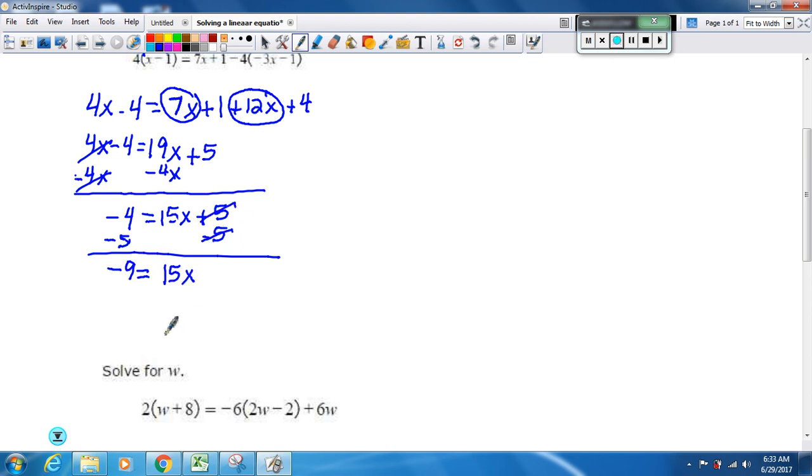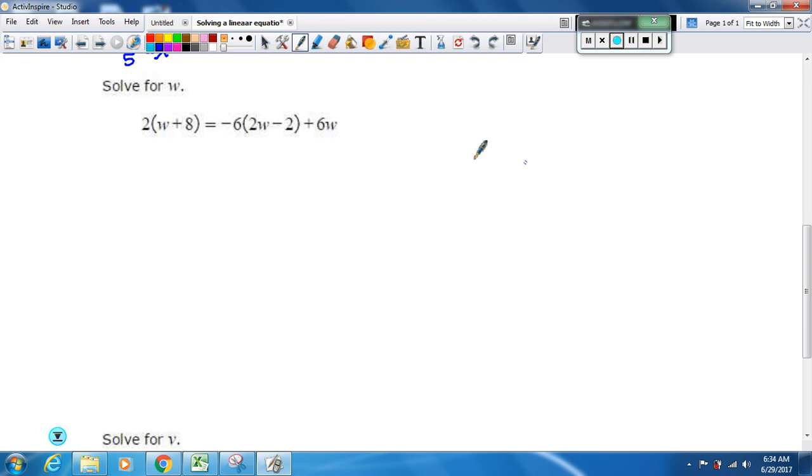Opposites cancel. Okay, this is 15 times x. The opposite of times is divide, so we divide both sides by 15. Now all fractions must be simplified. And 9 over 15, you can divide both of those by 3. So -9 divided by 3 is -3. And 15 divided by 3 is 5. And the opposite operations canceled. So my answer for this problem is x equals -3 over 5, -3/5.